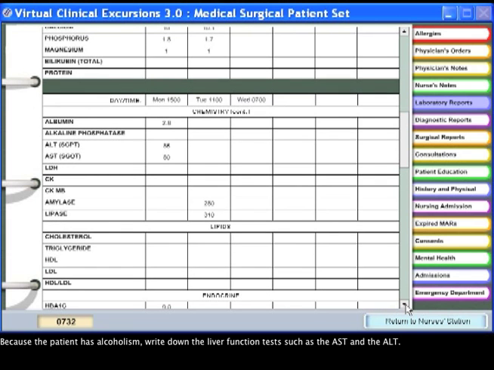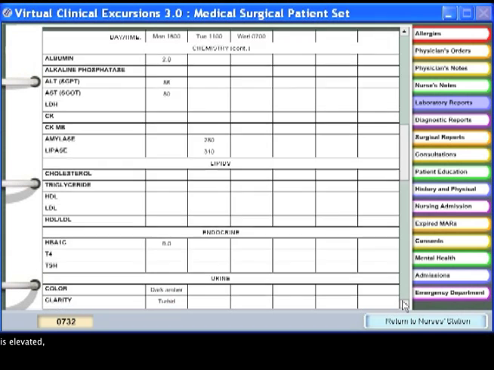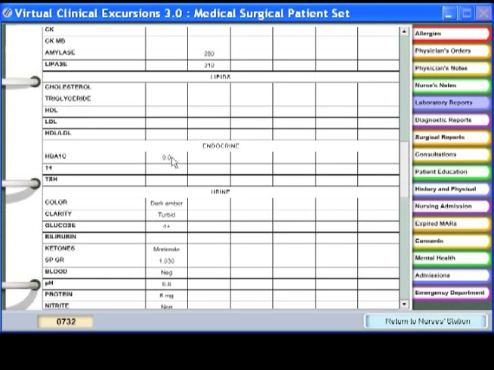Because the patient has alcoholism, write down the liver function tests, such as the AST and the ALT. I also see that this patient's hemoglobin A1C is elevated, and that his urine has 4+ glucose and moderate ketones. This is significant because he does have a history of diabetes.